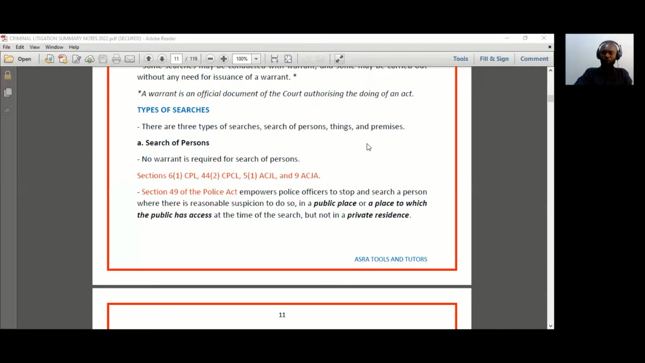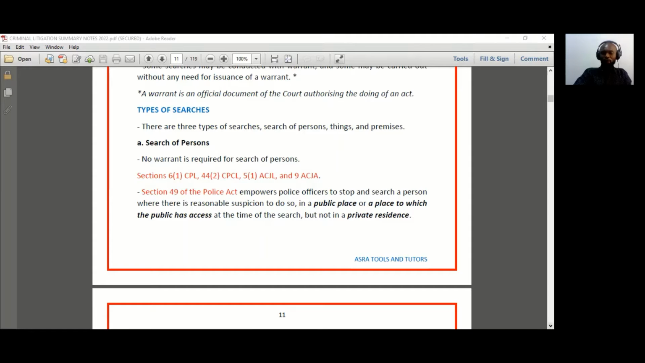Today, we're going to learn about searches under the criminal litigation course. Of course, you know that a search is conducted by the police in order to obtain evidence which may be used at trial of the suspect. So, we're going to be talking about search of persons today.